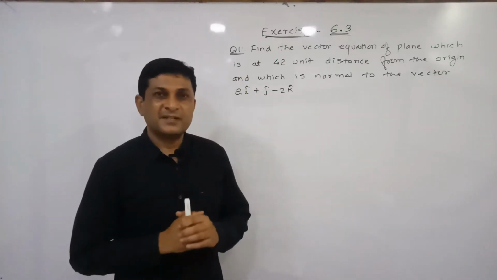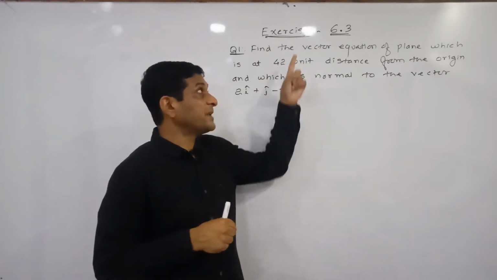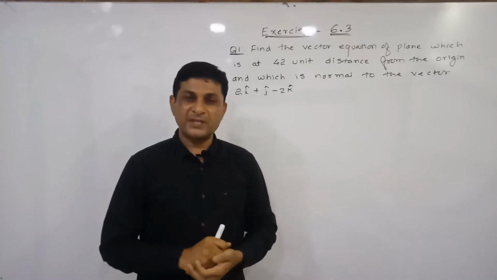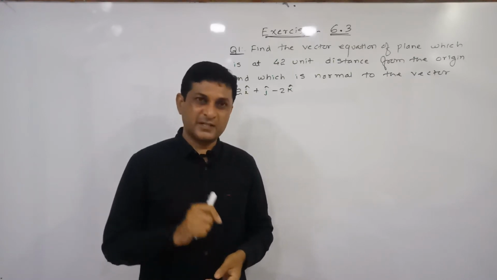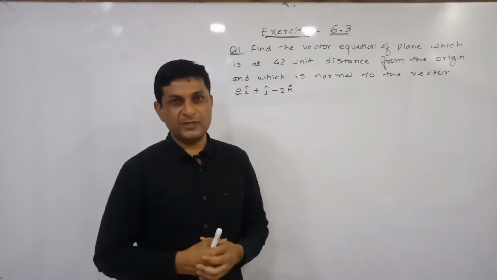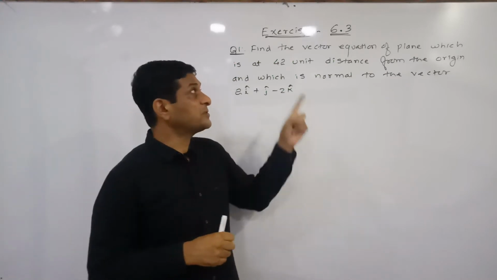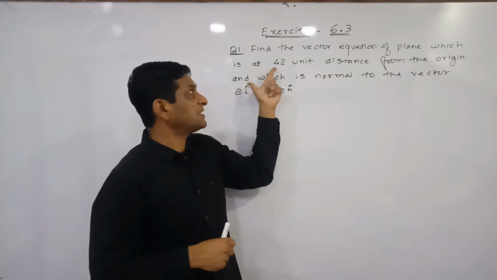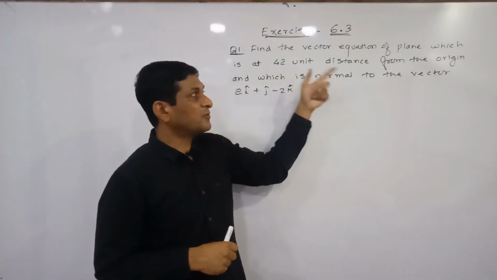Hello friends, now we are solving examples from exercise 6.3. Already in the last video we have seen the formulas to find out the vector equation of a plane and the Cartesian equation of a plane also. So observe the first example: find the vector equation of the plane which is at a distance 42 units from the origin.